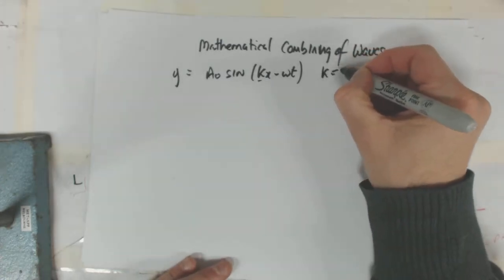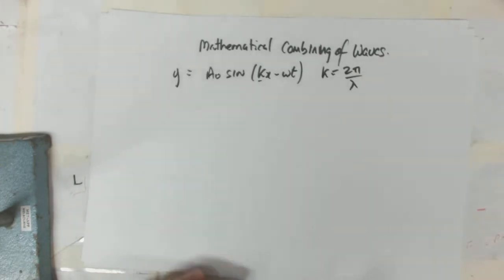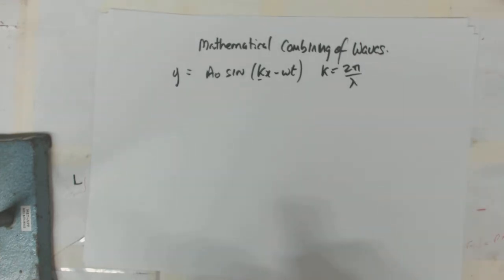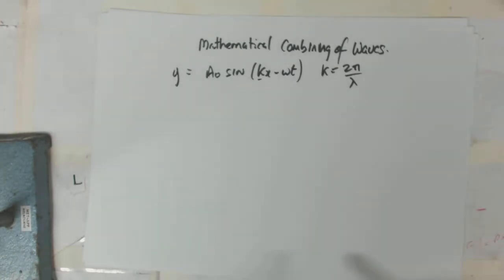k equals 2 pi over wavelength. So it actually gives you how many radians per meter it is. So if the wavelength was 2 pi meters, then the wave number would be 2 pi radians over 2 pi meters. So that would be 1. So you can see when you've got a small wavelength, you get a lot of radians in a meter. And when you've got really big wavelengths like radio waves, you don't get many radians in 1 meter. So that gives you the size of the wave.